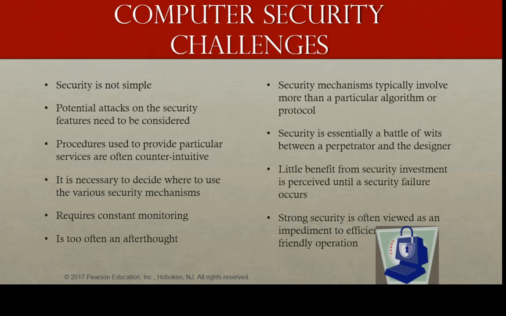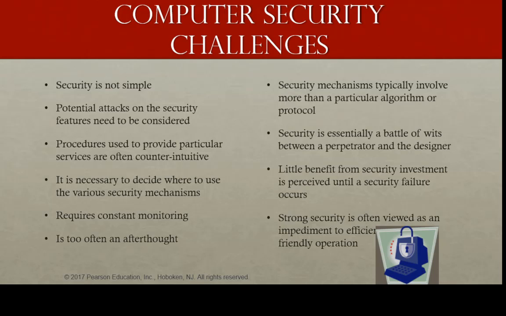Computer security challenges. Computer and network security is both fascinating and complex. Some of the reasons include: 1. Security is not as simple as it might first appear to the novice. The requirements seem to be straightforward indeed. Most of the time, major requirements for security services can be given self-explanatory one-word labels: confidentiality, authentication, non-repudiation, and integrity. But the mechanisms used to meet those requirements can be quite complex, and understanding them may involve rather subtle reasoning.